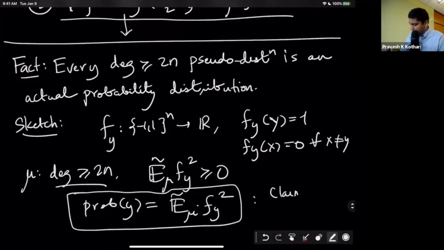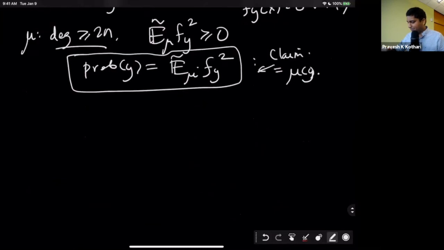Claim equals mu of y. Okay, so let me just leave you at that. It's very easy to verify this, but I at least give you the construction. And so this is a proof that at least every large enough degree pseudo distribution does actually pretend like an actual distribution. And this is basically the analog of the fact that every polynomial which is non-negative over the hypercube has a degree 2n certificate of non-negativity. This is basically the exact analog. And again, I'm anticipating this duality theorem a whole lot, which I'm going to prove to you in a second. Good, very good.